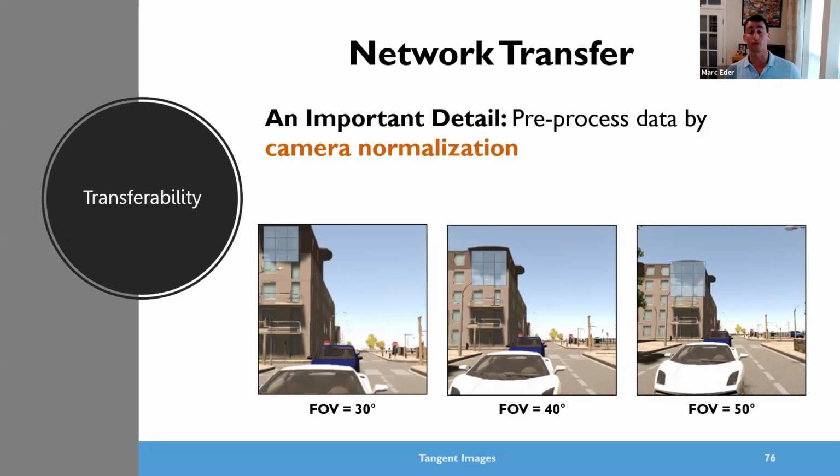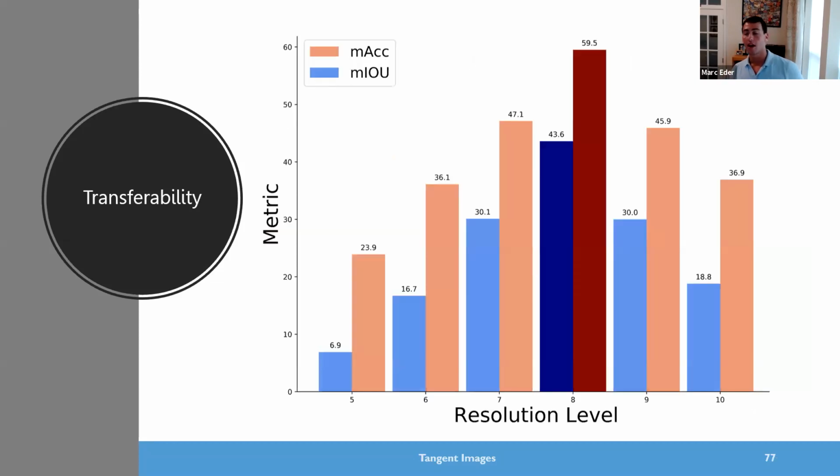So in our case, when we performed our network transfer, we performed a camera normalization step on all the perspective image inputs, and we did this as a pre-processing step. We resampled perspective images to all have the same angular resolution, that is, the same camera intrinsics. And we chose those intrinsics based on the angular resolution of the spherical data we intended to test on.